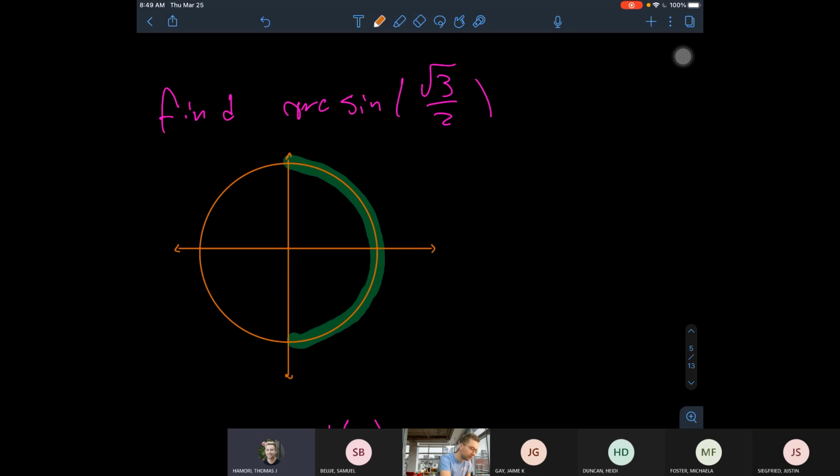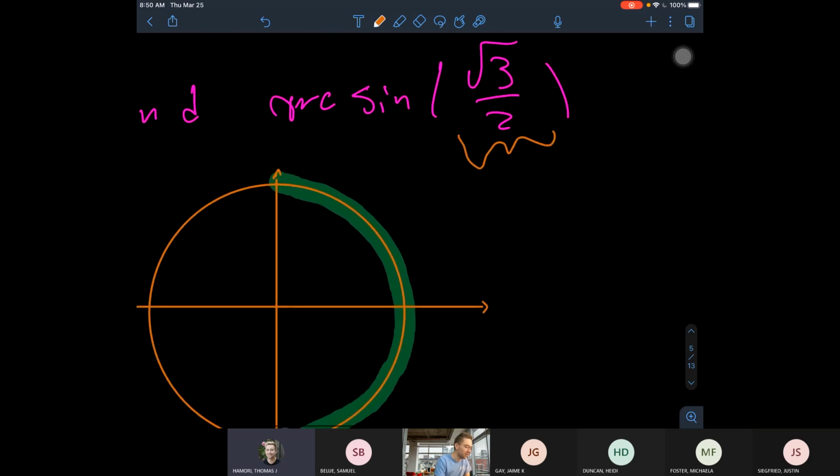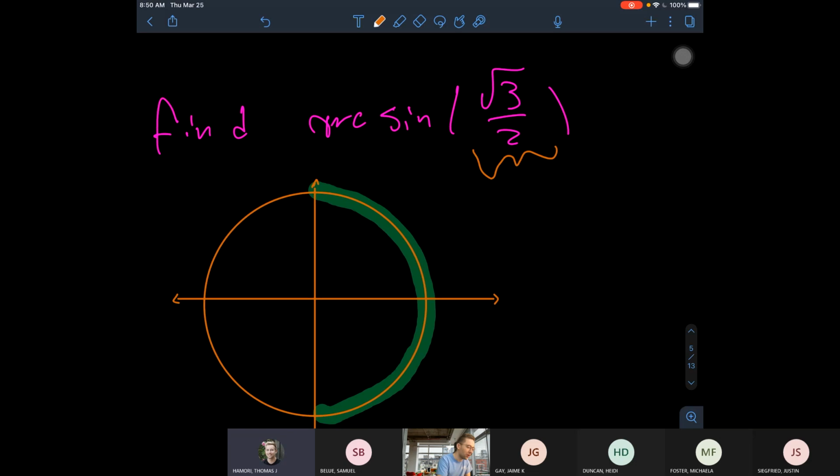Well, what am I given here? I'm given that the y value of the point on the unit circle is square root 3 over 2. So I should probably somehow incorporate this into my diagram. Yeah, we should definitely start on the right side of the circle if we're using arc sine. That's true. So why don't we start by just trying to draw where this point is?